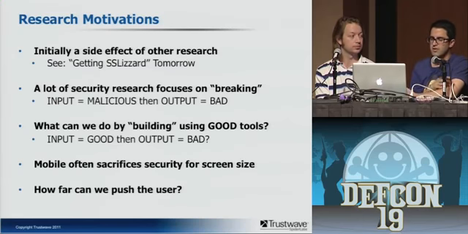A lot of research focuses on breaking things. You want to find some malicious input that's going to cause some bad result. So the input's malicious, the output's bad, and that's a lot of what happens in our industry. But we wanted to raise the question and go down the path of asking: what can we do by using good building blocks, good tools, approved, valid APIs? Could the output be bad? That was a big driver in the motivation.